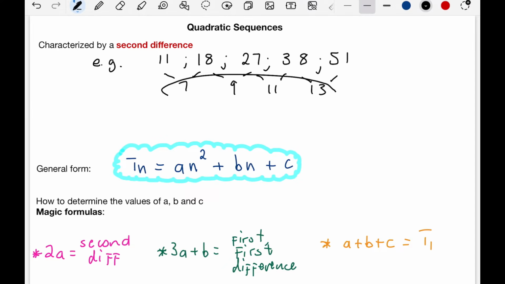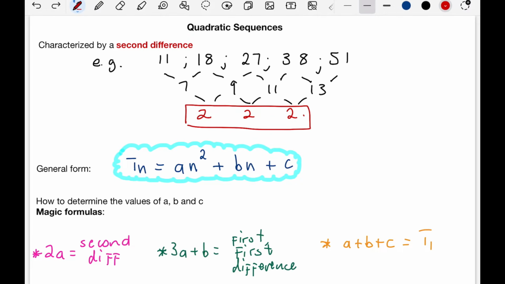See, there is no common difference because the difference between each two consecutive terms is not the same. But what if we took the differences of these differences? 9 minus 7 is 2, 11 minus 9 is 2, 13 minus 11 is also 2. This is what we call a second difference.